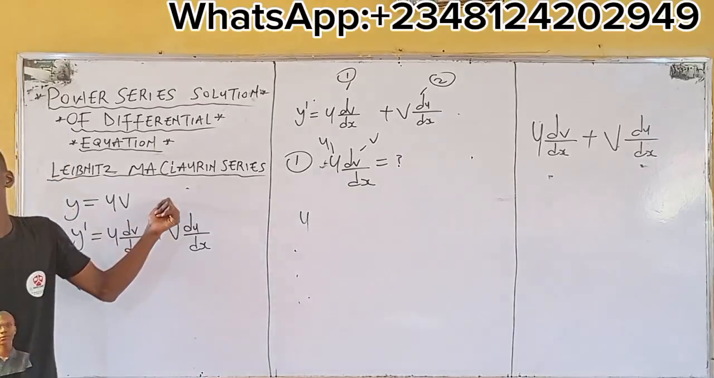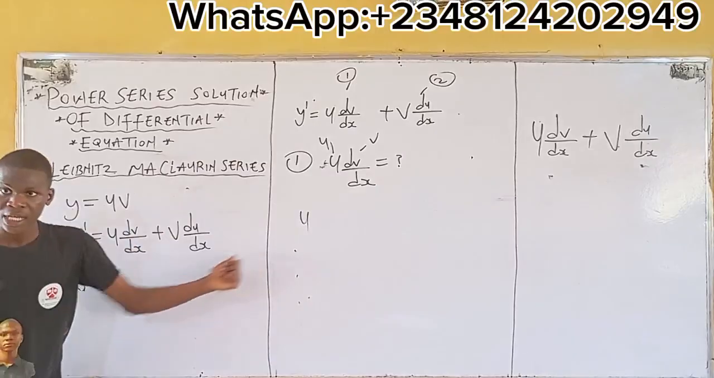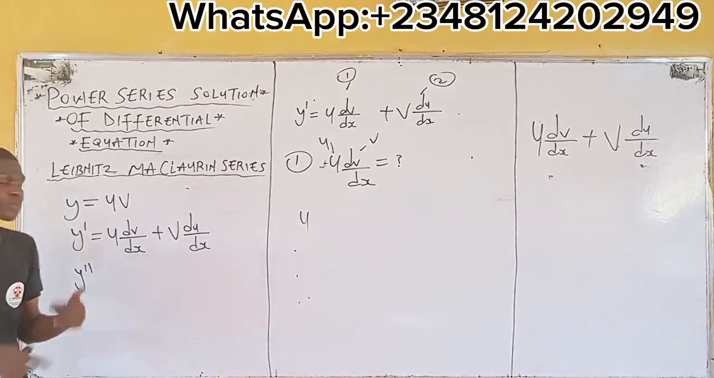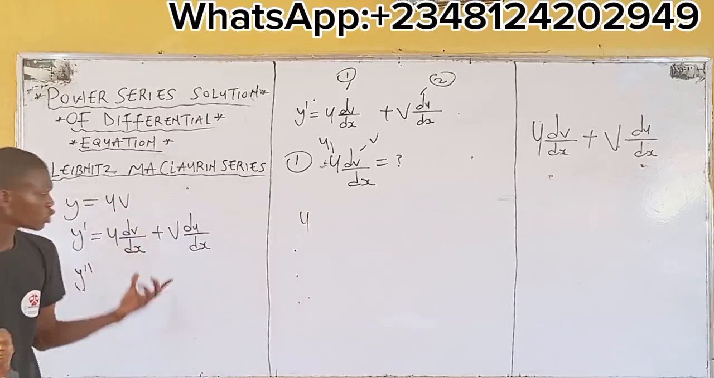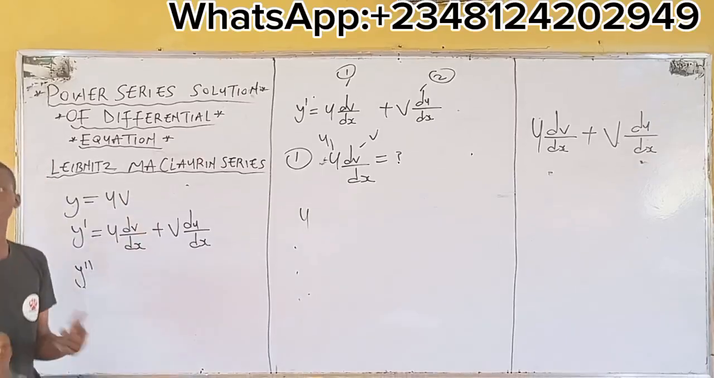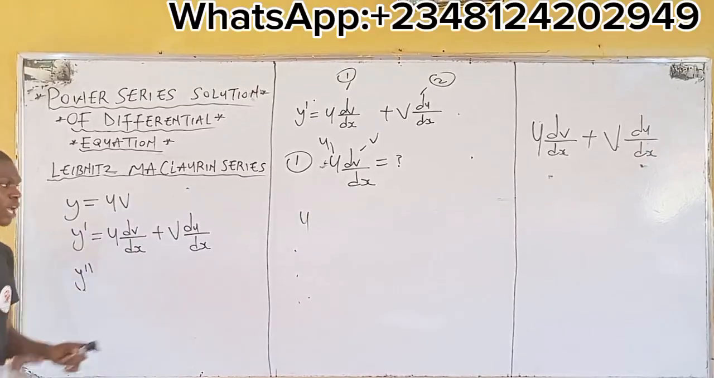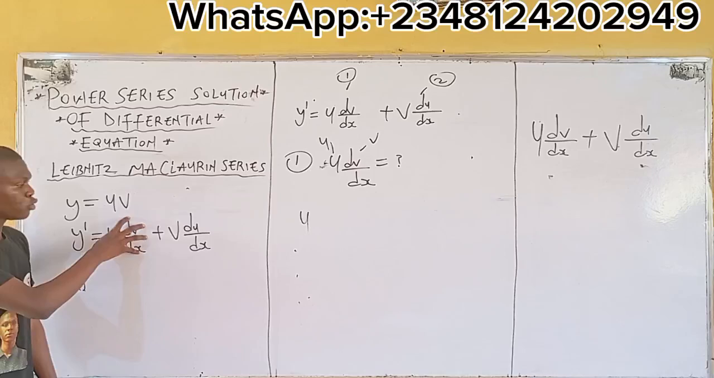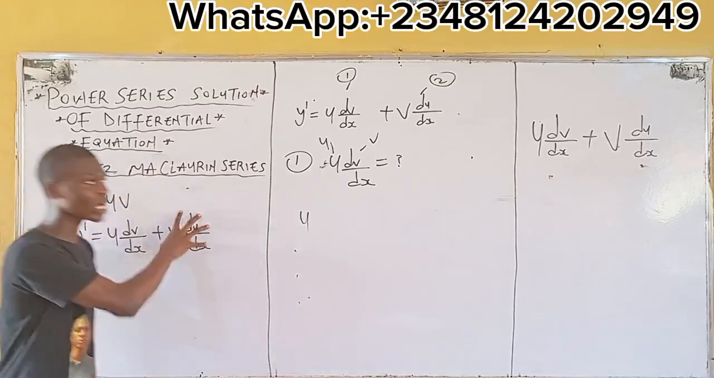We say given this function uv, this is the first derivative. We are still going to differentiate this to obtain the second derivative. What does it mean? It means differentiate the first derivative, so I have to get the second derivative, right? But you observe that this on its own, you apply product rule. This, you're also going to apply product rule.